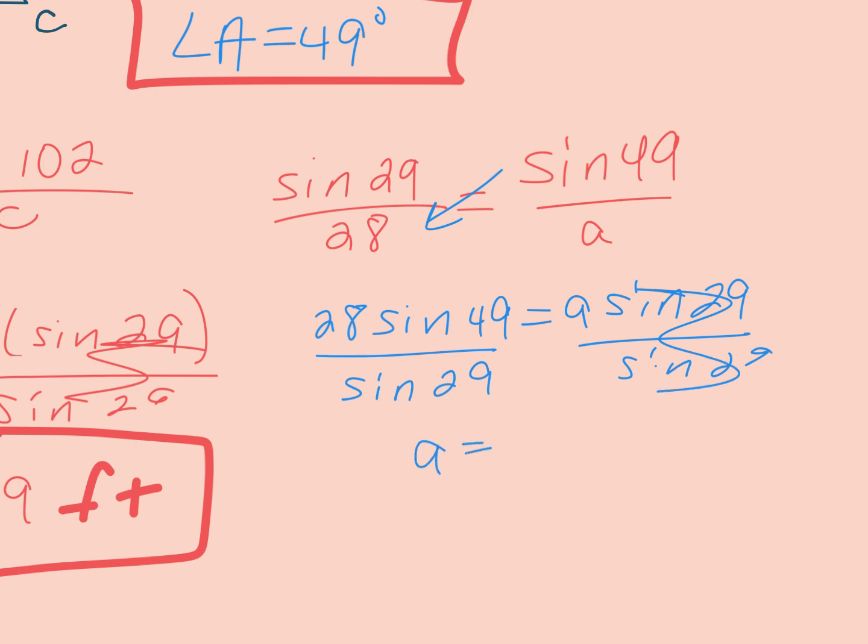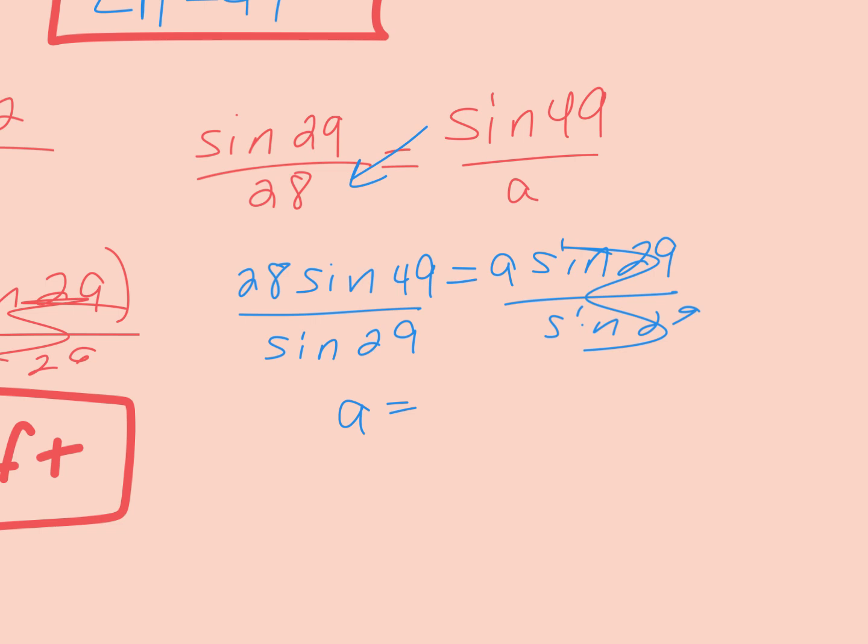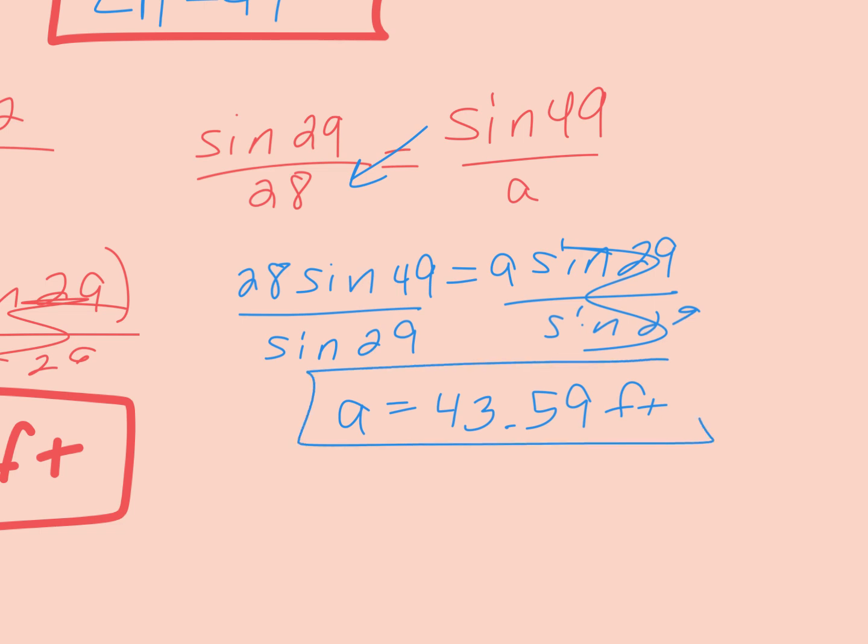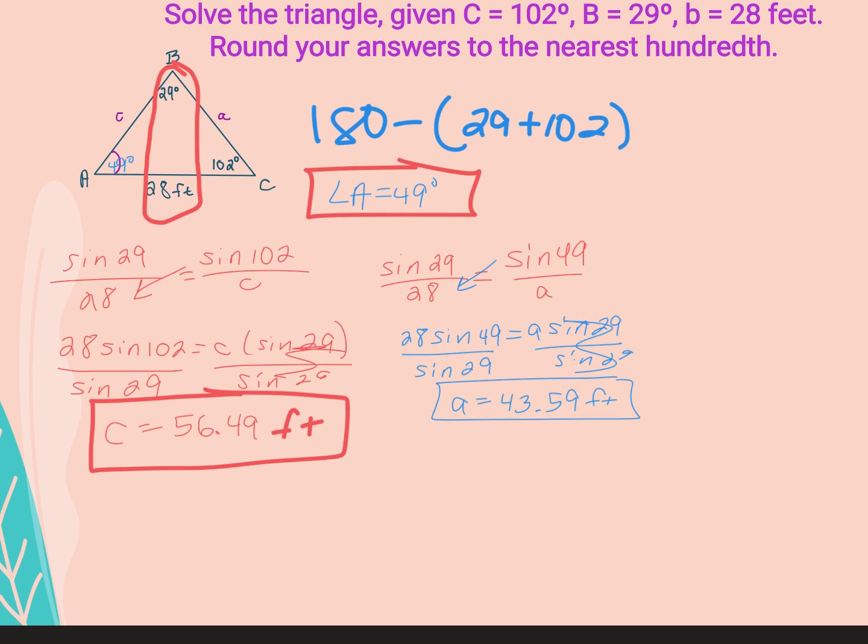So calculators, 28 times the sine of 49 divided by sine 29. What do you get? 43.59. Okay, question was, can you do a squared plus b squared equals c squared? How come you cannot? You can only do that if you have a right triangle. So there's no right angle, so you have to use law of sines.